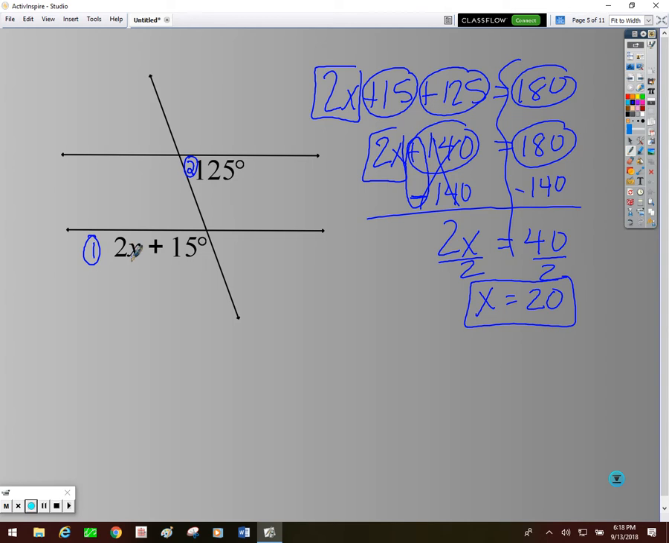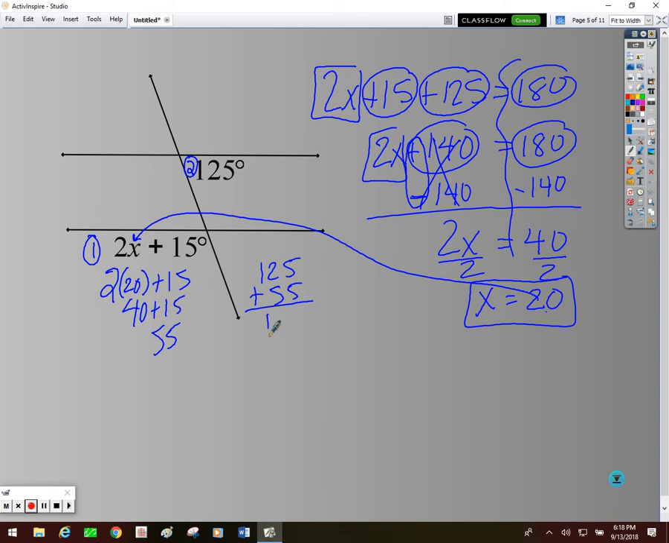We're going to find out the value by substituting this 20 all the way over here into that x. So 2 times 20 plus 15 gives me 40 plus 15, which is 55. And again, if I check this, 125 plus 55, that does give me 180, so we're good here. All right, so all you're doing is that's the key. The whole key is right here. That plus sign between these two angles, because these are supplementary angles, is the key to this whole problem.